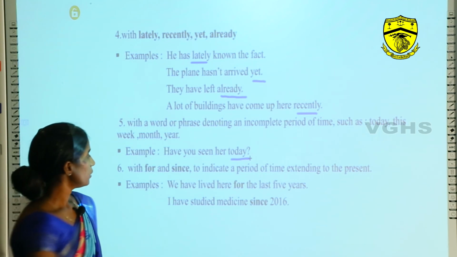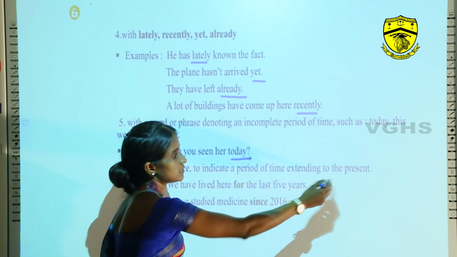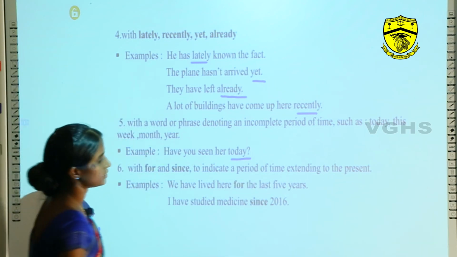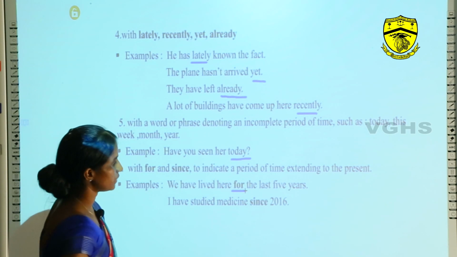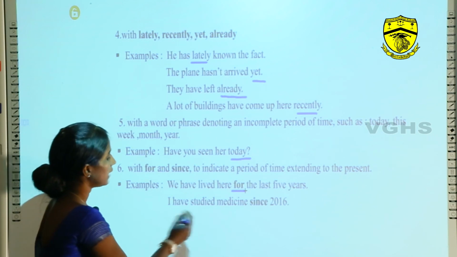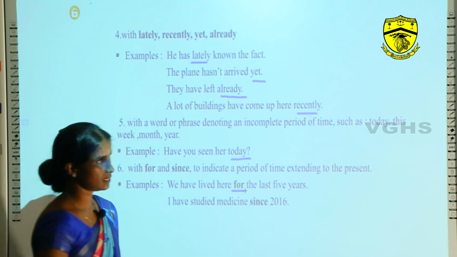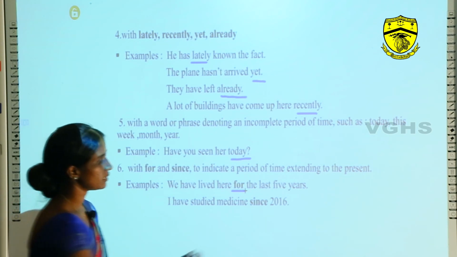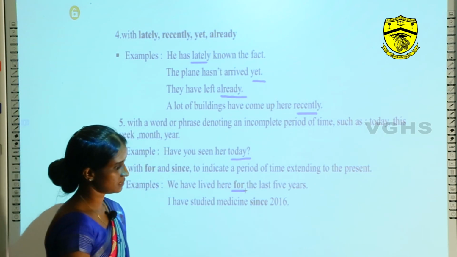And the last one: we can use it with for and since to indicate a period of time extending to the present. Example, we have lived here for the last 5 years. Here for is used for indicating a period of time, for example, the last 5 years or for 5 years or for 10 years. Another example is I have studied medicine since 2016. Here since is used for indicating a particular time. Here 2016 is a particular time, so I have studied medicine since 2016.